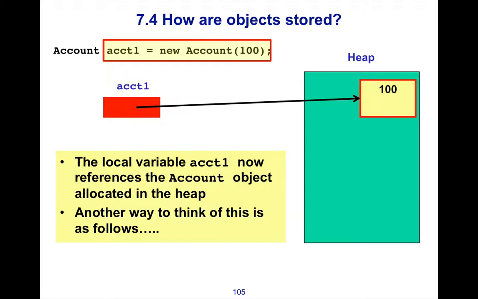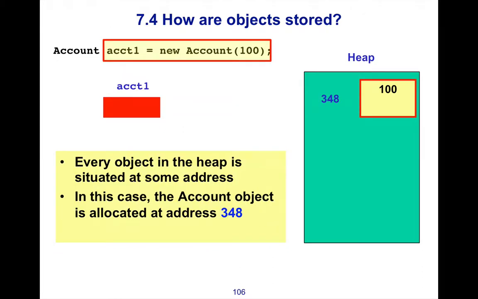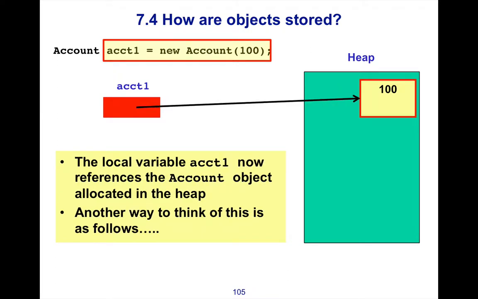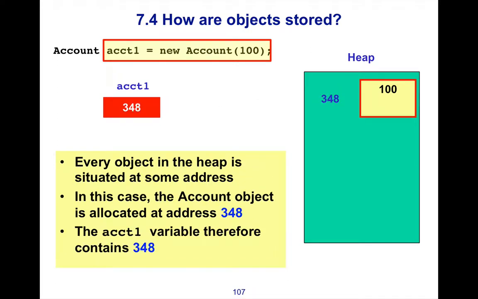Another way to think of this is that every location in the heap has an address, much like we have addresses on our houses on a street. And in this particular case, the address at which the heap value is allocated for this account object is at address 348. So the account reference, though we often draw it as a pointer, actually holds as its value the address at which the object is stored. We can view account1 therefore as having the value 348 inside of it, indicating that it references an object stored at location 348 in the heap.